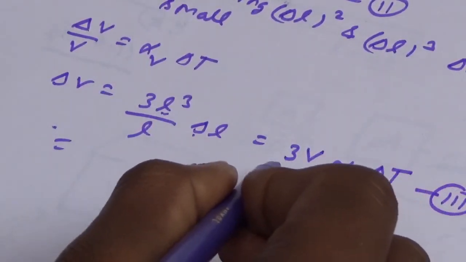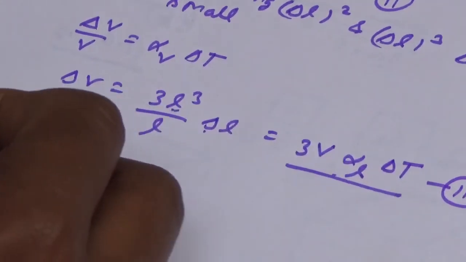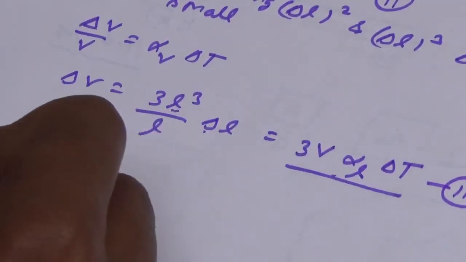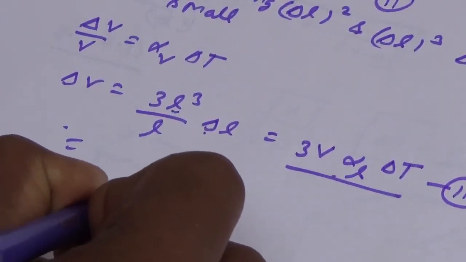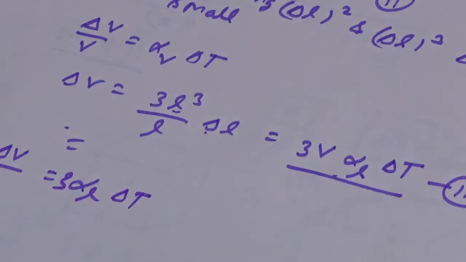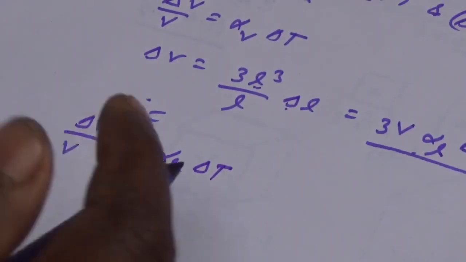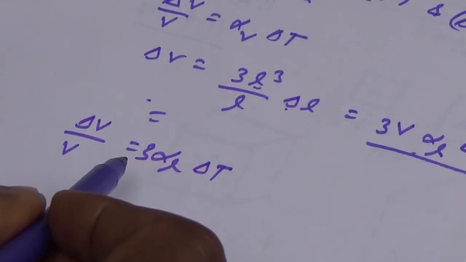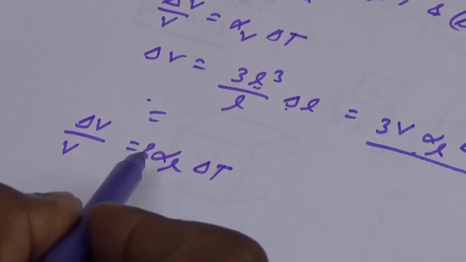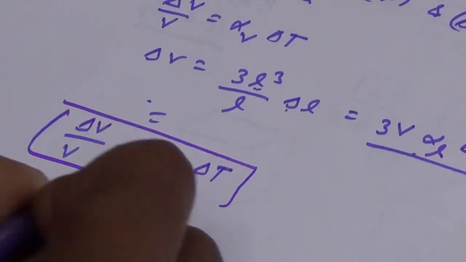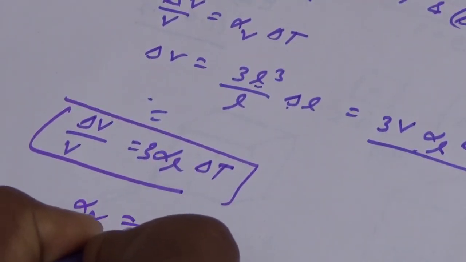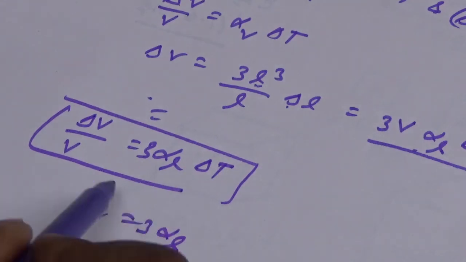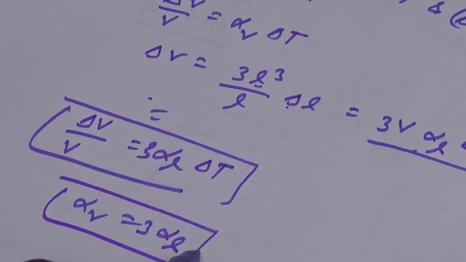From this we can find del V upon V is equal to 3 alpha L del T. This is our final relation, and simply we can write alpha V is equal to 3 alpha L after solving it. This is the relation between alpha L and alpha V.